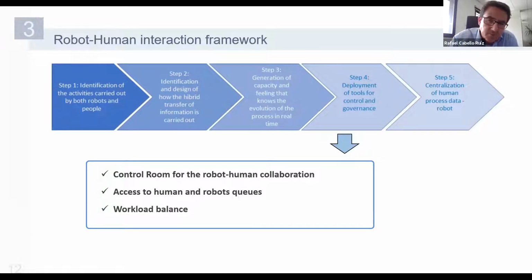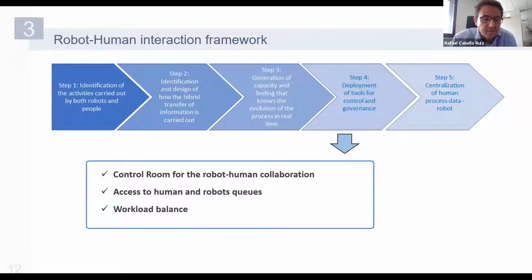To make it real, you have to deliver what we call the control room. The control room is that tool that delivers the checkpoints in the process, performs the collaboration between the humans and the robots, and provides information for the human to perform the cognitive actions or the manual tasks. You have the full vision of the real queues of the actions performed by the robots or the human in real time.